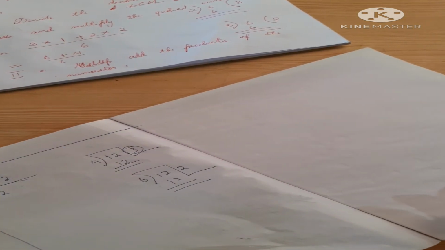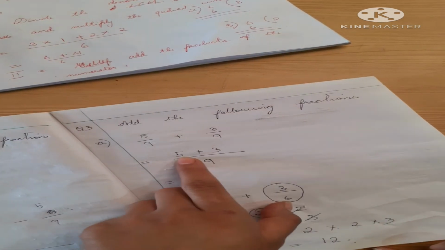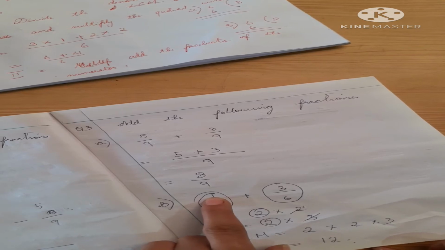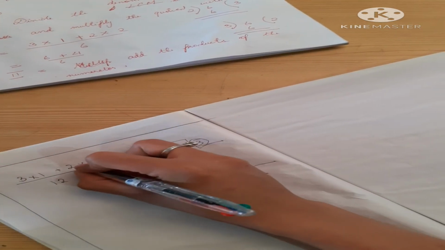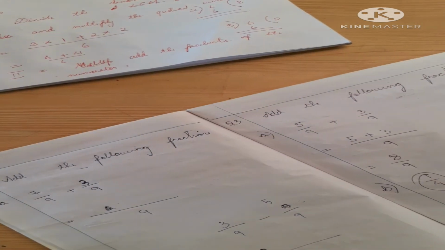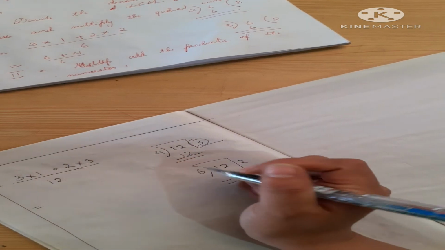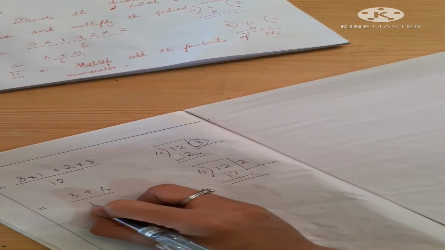What is the next step? The third step is to multiply the quotient with the numerator. The quotient is 3 and the numerator is 1, so 3 into 1 is 3. On the other side, 2 into 3 is 6. So 3 plus 6 over 12.